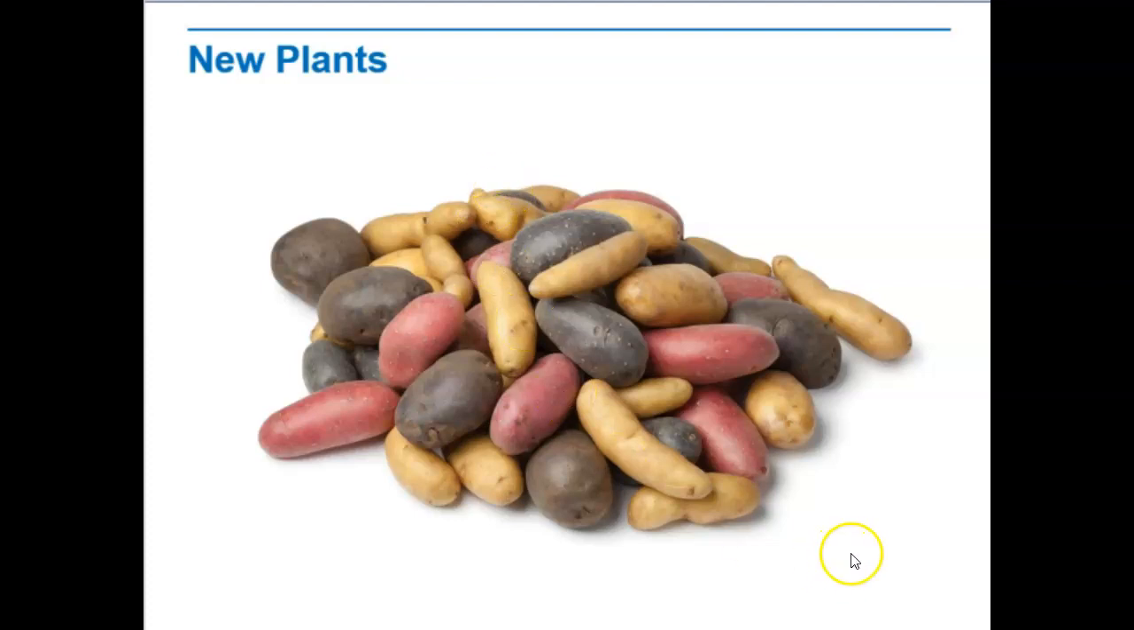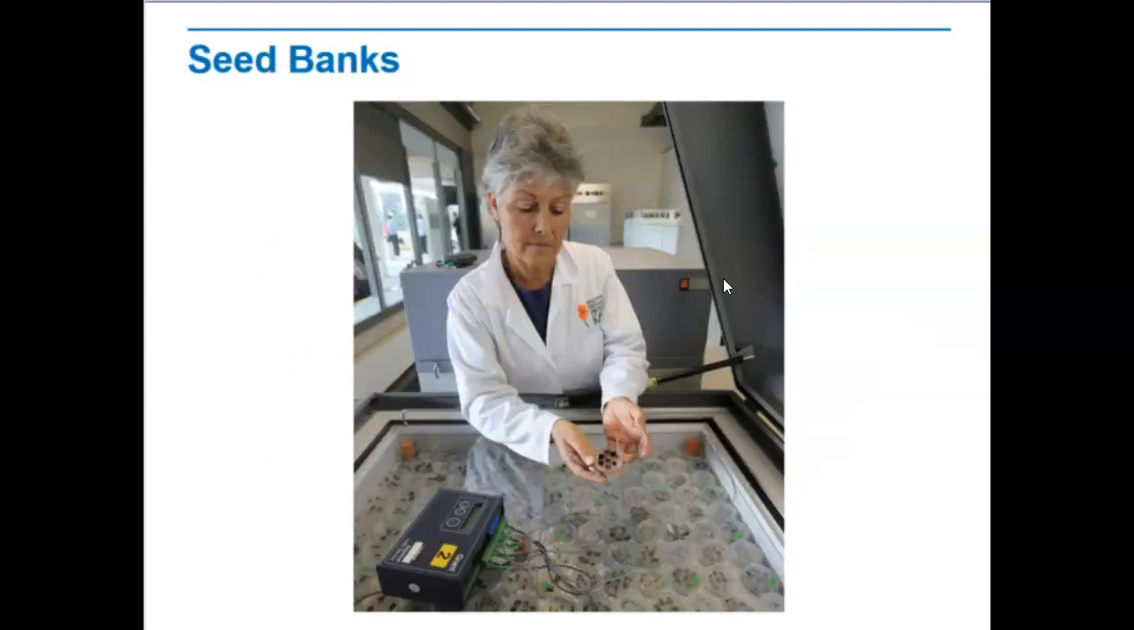So here's an example with a variety of potatoes, right? So we have red, purple, and your traditional, kind of white, yellow potatoes. So by having varieties like this, it helps to prevent massive die-offs like have happened with the bananas.